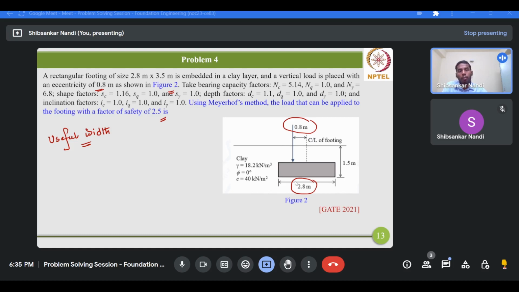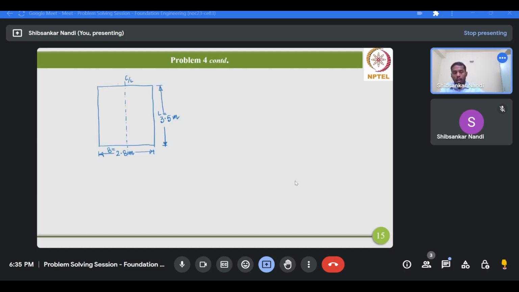And if the eccentricity is along both directions, width and length, meaning two-way eccentricity, then you have to correct both the dimensions, that is width and depth. Now how? This is recommended by Meyerhof. So this is the plan view of the given footing.